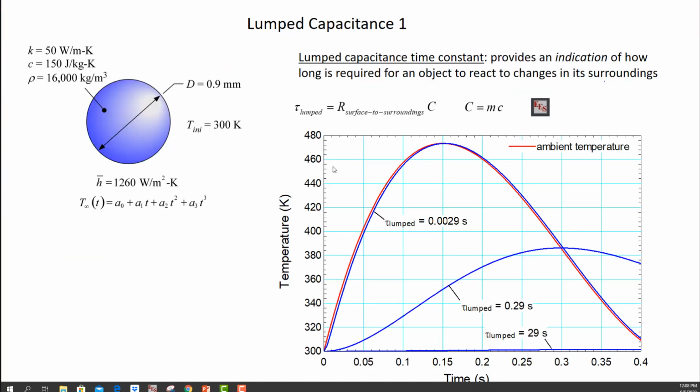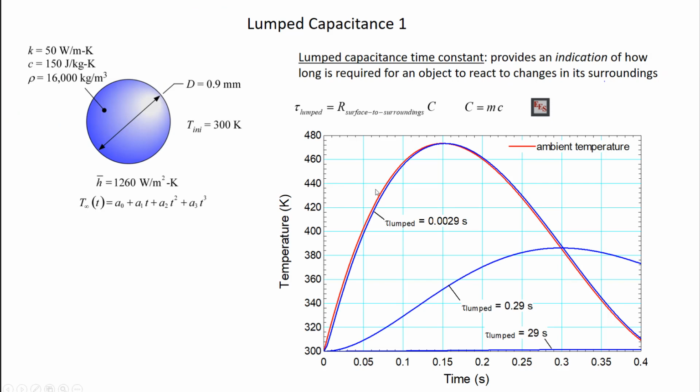So if I look at the forcing function, this ambient temperature, it goes up and comes down in about 0.4 seconds. This is going to take about 0.29 seconds to respond, so I'm going to have some kind of interesting dynamic behavior. I'm going to get a situation where I'm coming up about the time this thing is starting to come down, and it might be worth actually solving the problem.